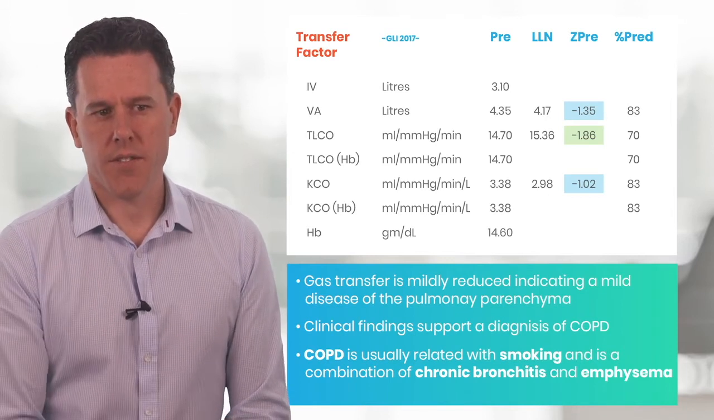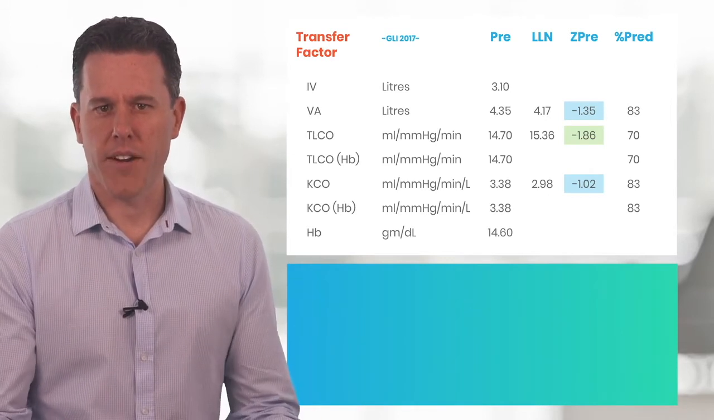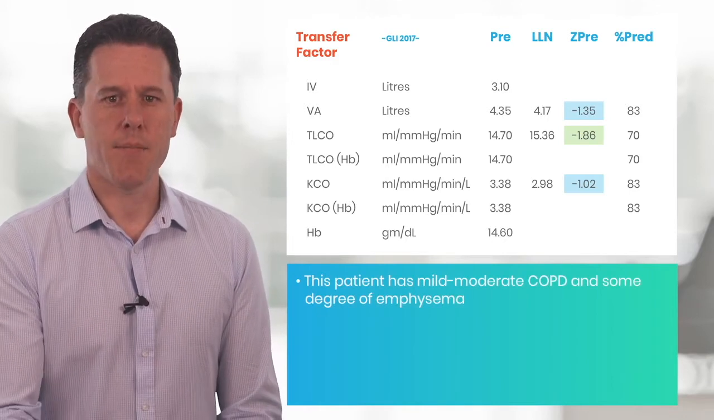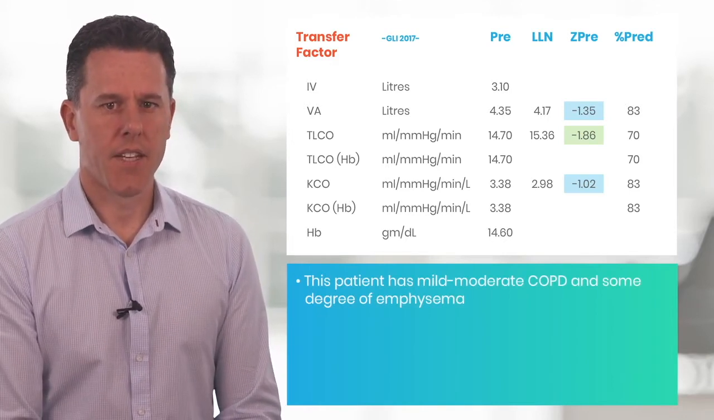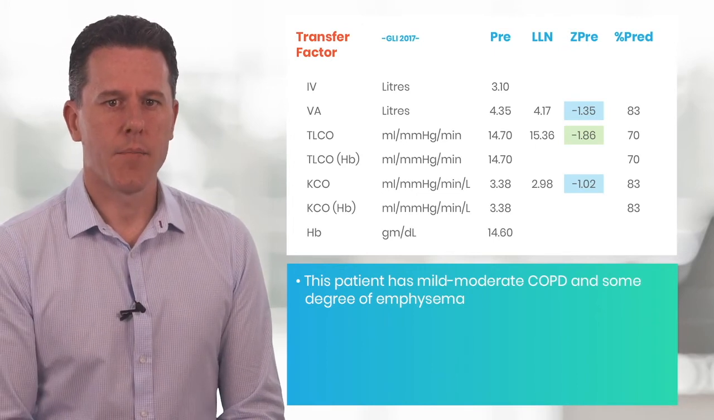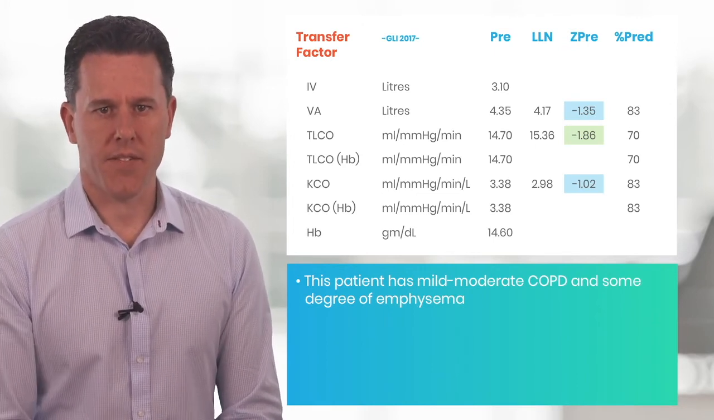We know that if the gas transfer is reduced, there must be some degree of pulmonary parenchymal disease, so that means there must be at least some degree of emphysema. So this patient has COPD, mildly reduced gas transfer, so there is some degree of emphysema.